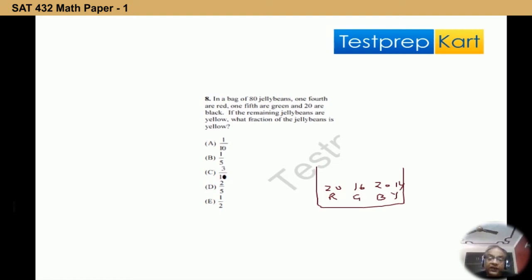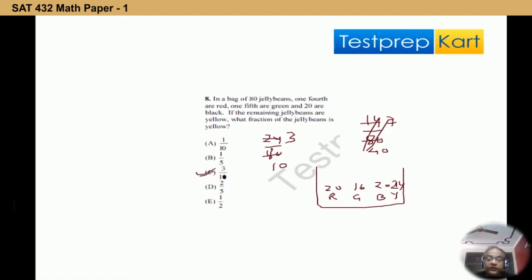What fraction of the jelly beans is yellow? So 24 by 80 is the fraction of the jelly beans which is yellow. 24 by 80 means this is 3 and this is 10. So it gives you 3 by 10, which is option C.